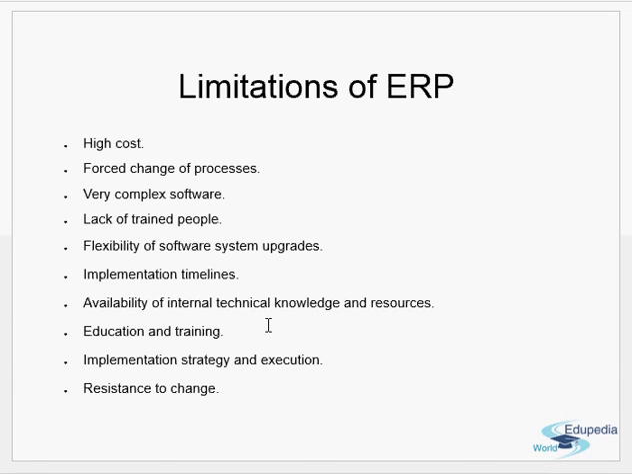So once a company has bought an ERP system, first of all, we need a budget for that cost. Then it's a very huge, complex software. Then we need to have some trained people also. To train people also involves huge cost. And then flexibility of software system upgrades, implementation timelines, availability of internal technical knowledge and resources.